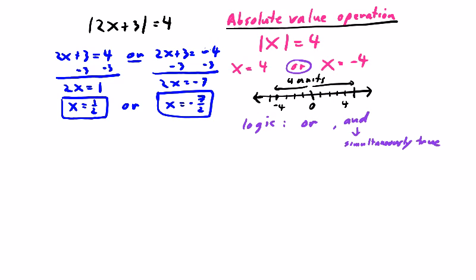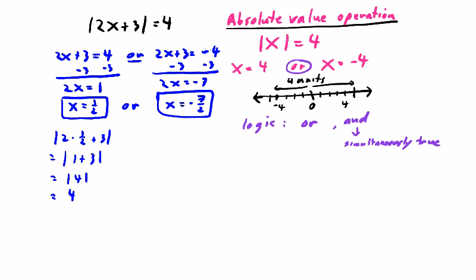So what does this mean? If we put 1/2 in for x, the absolute value of 2 times 1/2 plus 3 would equal the absolute value of 1 plus 3, which is equal to the absolute value of 4, which is 4. And clearly the original expression needed the left-hand side to equal 4, so this would make the statement true.